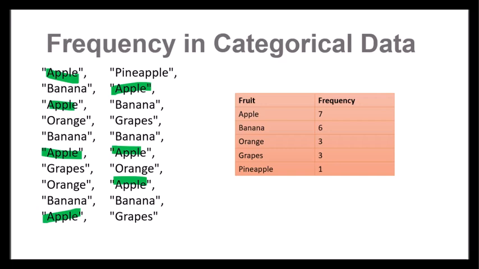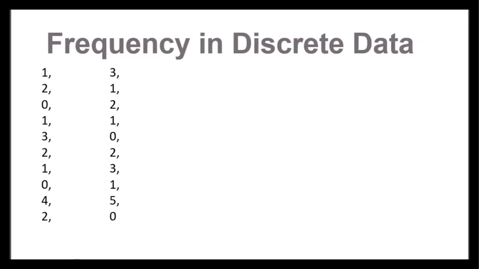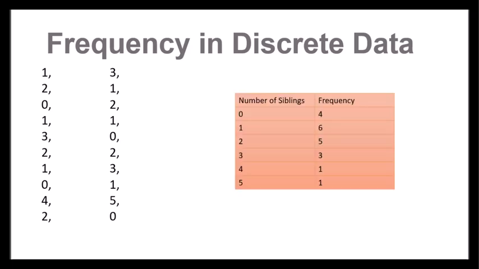or each label. We can also find frequency in discrete numerical data. So this example data set is how many siblings people had. So our list looks like 1, 2, 0, 1, 3, 2, etc. This frequency table would look something like this. So in the first column I have my number of siblings, and all the possible outcomes that showed up in this data set are listed: 0, 1, 2, 3, 4, and 5.